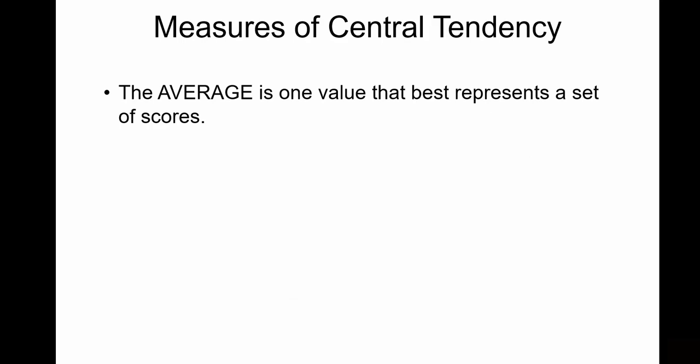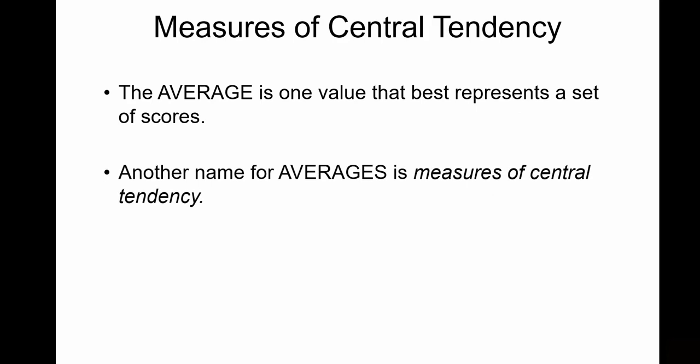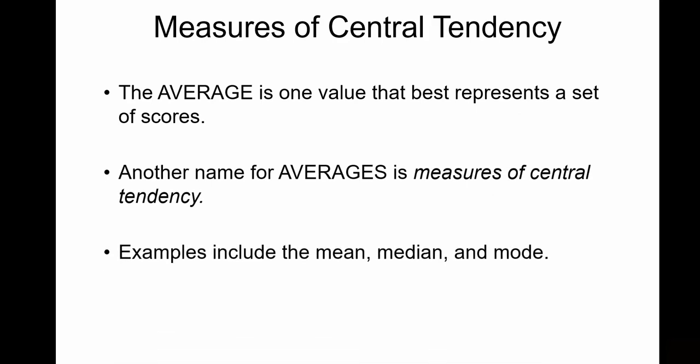So when we talk about measures of central tendency, this is an unfamiliar term to us. We tend to think of the word average when we think of measures of central tendency. So the average is one value that best represents a set of scores. Some examples that we have are mean, median, and mode. And this is going to be what we focus on for this chapter.